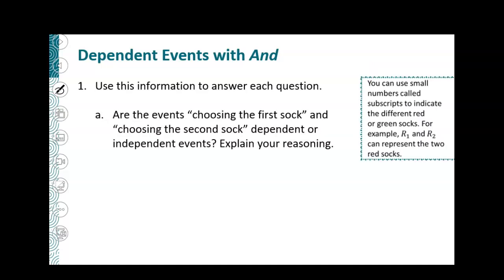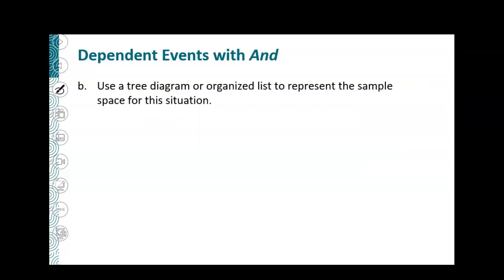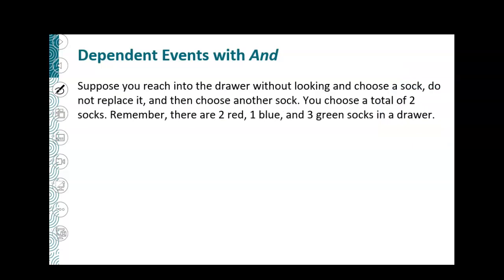So let's get a character card. Part 2, number 2. Go to number 2. Let's read it this time. Number 2 is different. Number 2 says you reach into the drawer without looking and you choose a sock. So you do not replace it. Now, what kind of event is it?